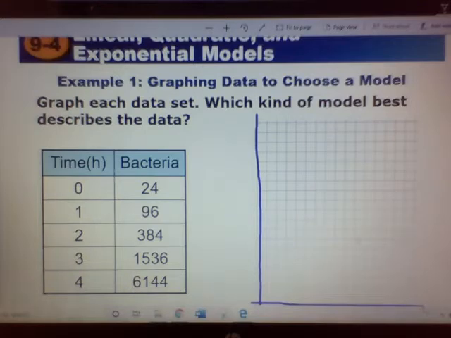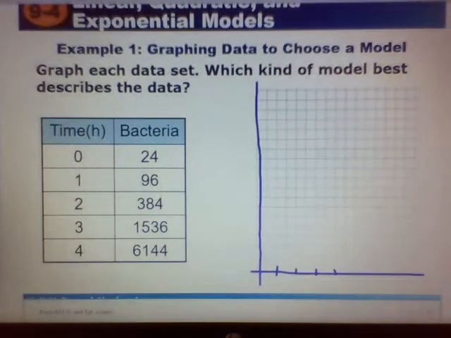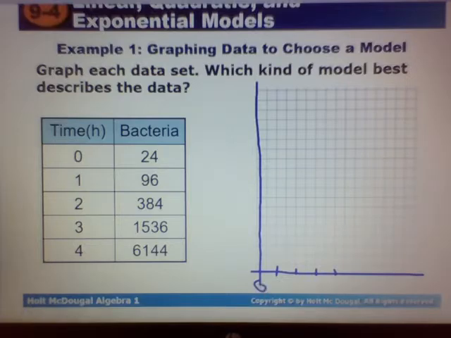All right, so we're going to skip every other box. So actually right here, and then here, and here, and here. All right. So over here is going to be our 0. Then we'll have 1, and 2, and 3, and 4. And then over here, we have quite a few lines. I'd say about 20. And we have to go from 24 to 6,144.